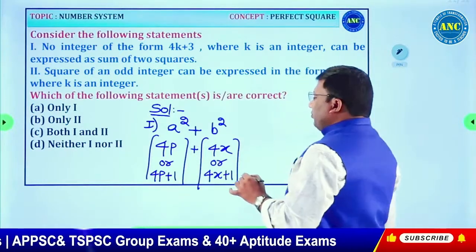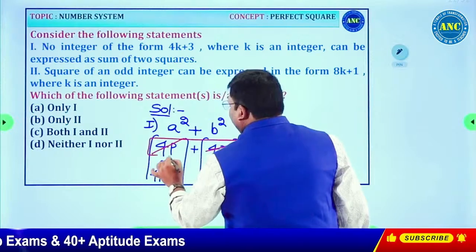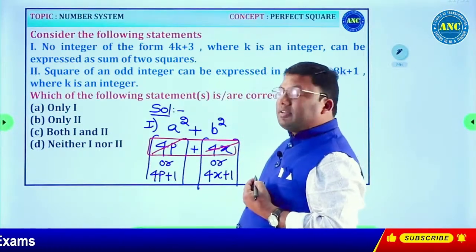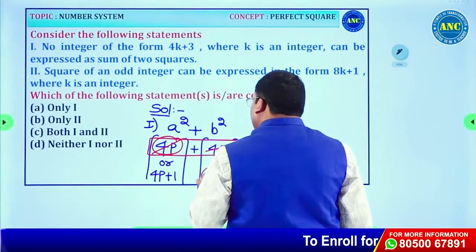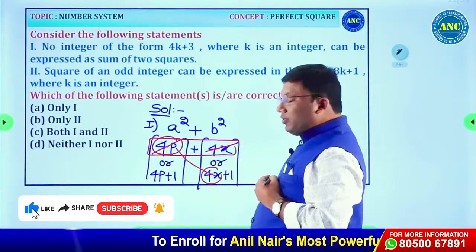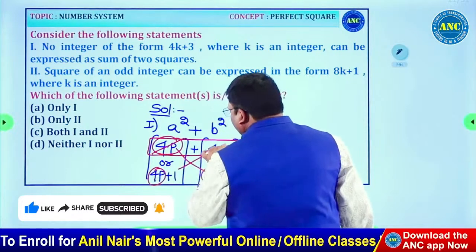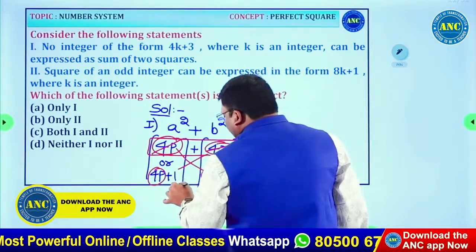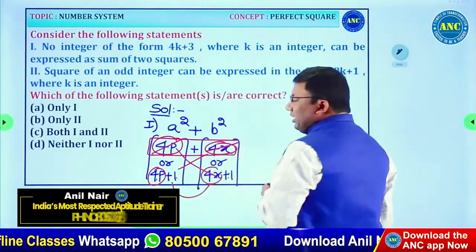Now see here. This is divisible by 4 plus this is divisible by 4. If I add 2 numbers which are divisible by 4, the answer will be divisible by 4. If I add one that is divisible by 4 and one that gives a remainder 1, it gives a remainder 1. If I add these two, each giving a remainder 1, it gives a remainder 2.